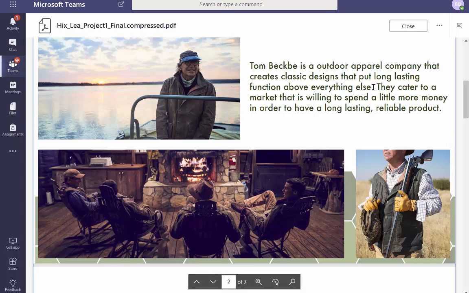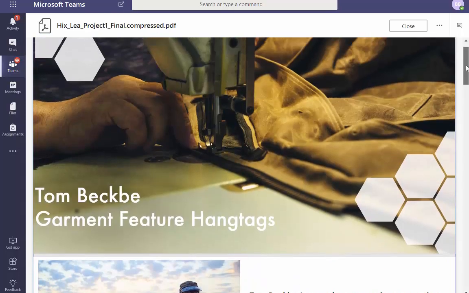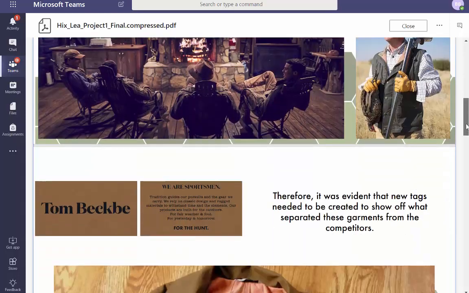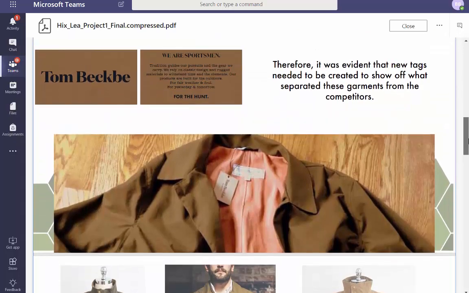It's almost like you're saying the same thing twice, right? It's a company that creates long-lasting function above everything else. They sell to people who value long-lasting function above everything else. So maybe there's a way to make that one statement instead of 2 sentences. Also, is it possible to get the same spacing there as there is there? I do see this hexagonal pattern in the background, but maybe knock it back a little bit.